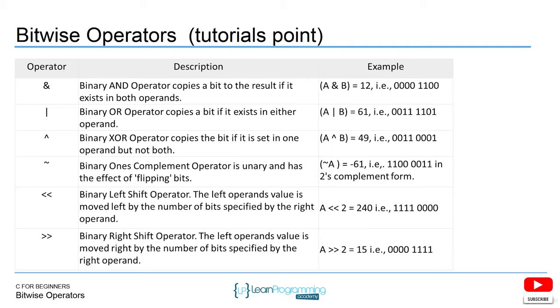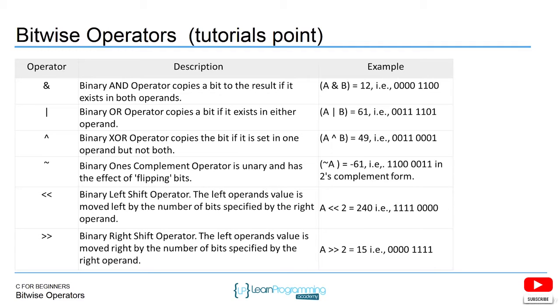A binary OR copies a bit if it exists in either operand. So A or B will copy a bit if it exists in either operand. If either operand is equal to 1, it will copy a bit. And then the binary XOR, this is the exclusive OR. This will copy the bit if it is set in one operand but not both. So if you have only one true, and you use the caret to represent this on your keyboard, then it's going to copy a bit and it's going to say it's true.